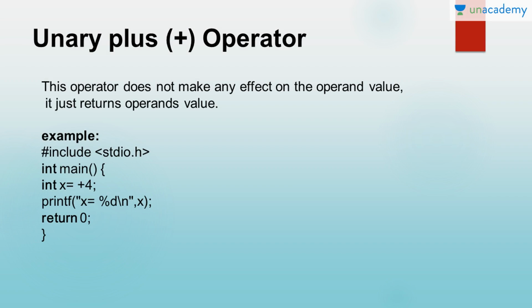Now the unary plus operator. This operator does not have any effect on the operand value. It just returns the operand's value. First we will consider an example program. Int x is equal to plus 4 is given, and we are printing the value of x. We have just assigned plus 4 to the variable x. It does not make any difference to the value which we obtain as the output.